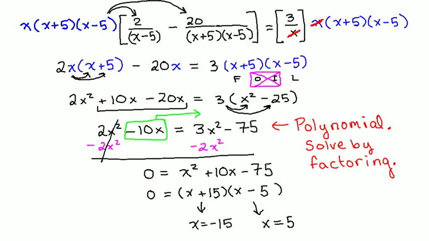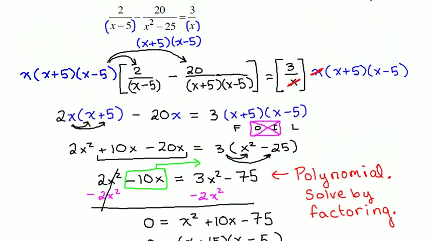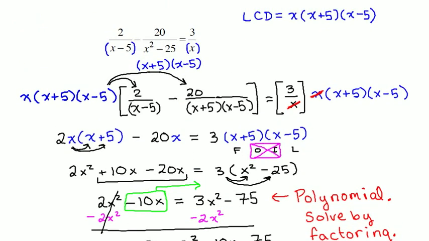Now I do need to check to make sure that both of these are in the domain. So I'm going to go back to the original equation and see what my domain is. And often it's helpful to just go straight to the LCD. The LCD is a brief little summary of all of the factors that show up in a denominator. So from the LCD we can get the domain. We just want to make sure that none of the factors in the LCD are equal to 0.